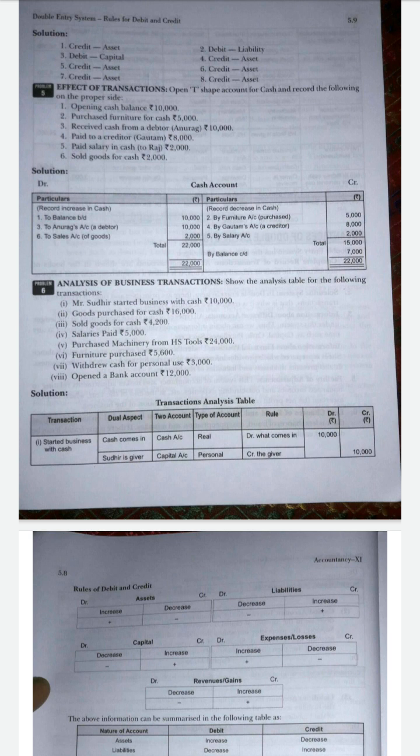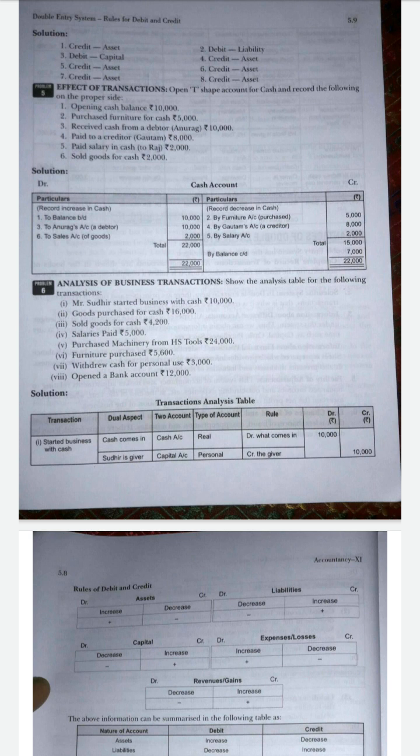The sixth problem has some transactions given. Eight transactions are given, and they asked to show the analysis table. Analysis table means you have to see what type of aspect is in each transaction, what are the two types of accounts involved, what is the type of account, what is the rule, and what account is debited and what account is credited. Likewise you have to analyze each transaction. Okay. So see the first one.